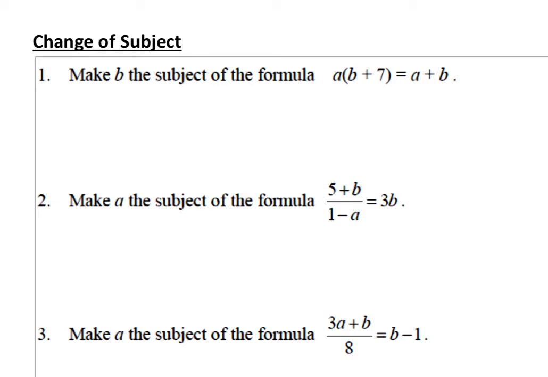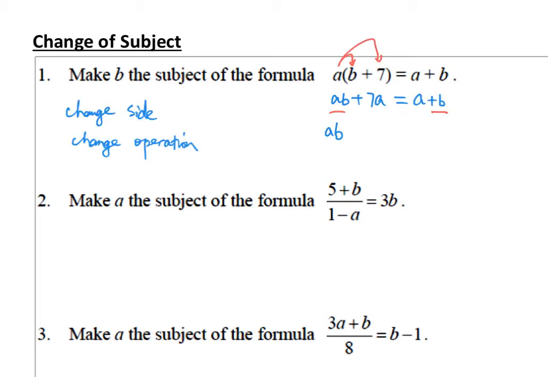Okay, for change of subject, yes, there's a bracket, so we move the bracket by rainbow method. Here a times b gives you ab, good. A times 7, positive 7. Now I move this positive b to the left side, change operation, so addition to subtraction, okay? Now a on the right hand side, just copy it down.